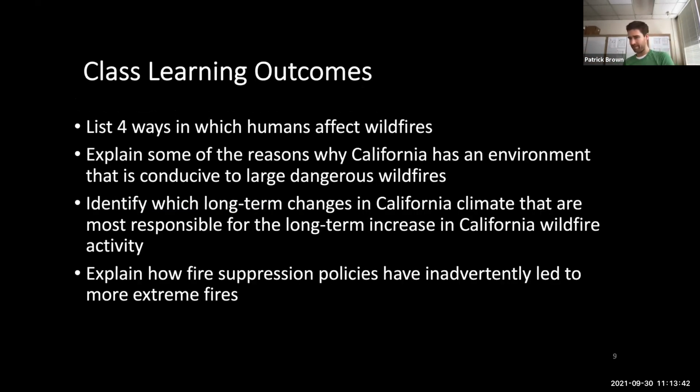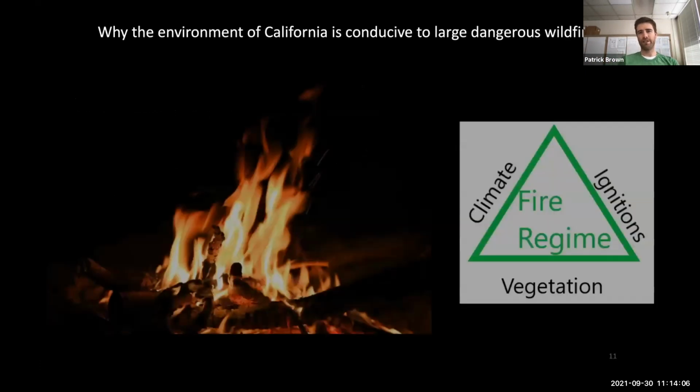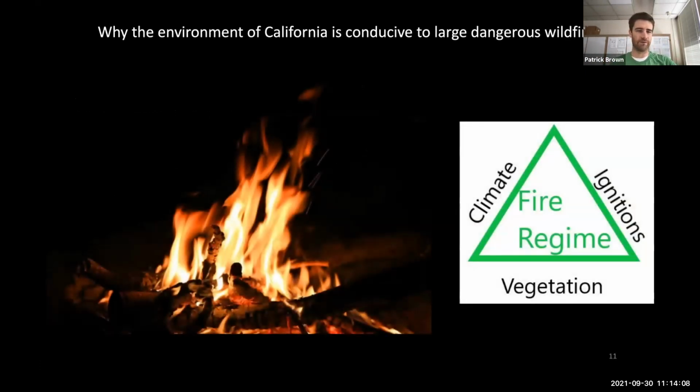For the rest of the time, I think people are most interested in what's going on in the U.S. West and in California, so I'm going to focus on that. First, I'm going to talk about the reasons why California has an environment that is conducive to large and dangerous fires. So first, we have to think about what ingredients you need for a fire. So here's a fire here. It has some fuel.